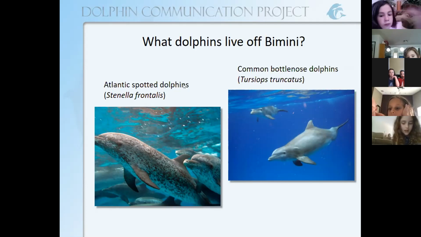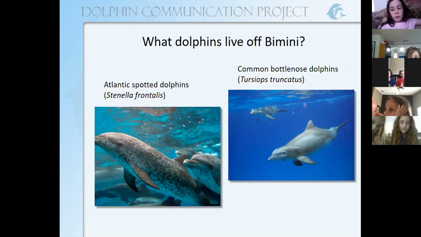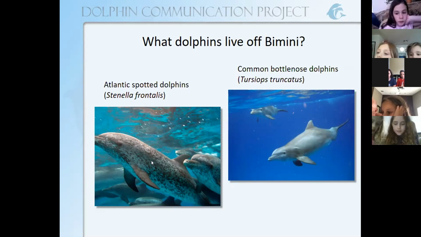But still, even with only 2 species to choose from, when we go out on the boat, there are times when we only get a quick glimpse of the dolphins and we're not even sure which one cruised past. So for the rest of this class, I'm just going to talk to you about Atlantic spotted dolphins. And next week, if you want to come back, we're going to talk some more about bottlenose dolphins and how to tell them apart.